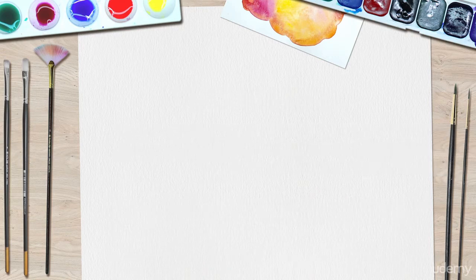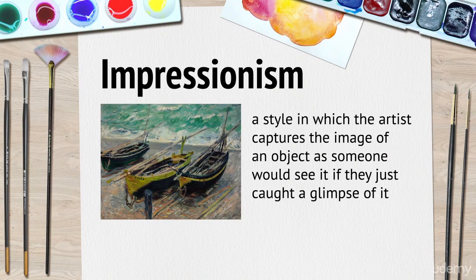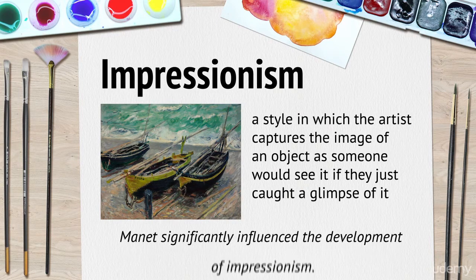Another artistic style is Impressionism, a style in which the artist captures the image of an object as someone would see it if they just caught a glimpse of it. In other words, it's about the artist's impression. Example: Manet significantly influenced the development of Impressionism.